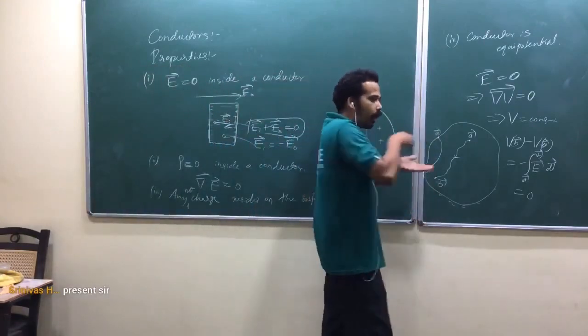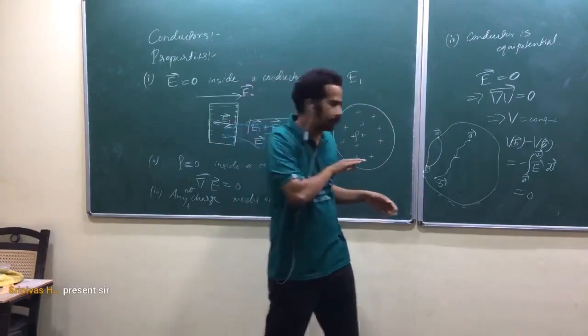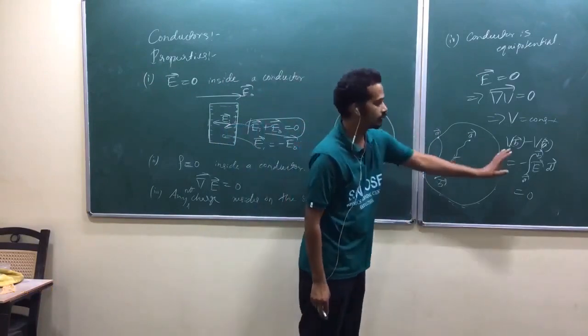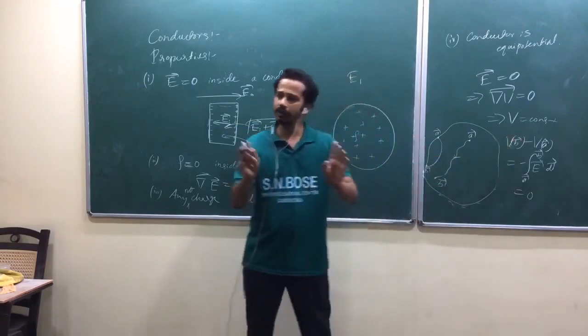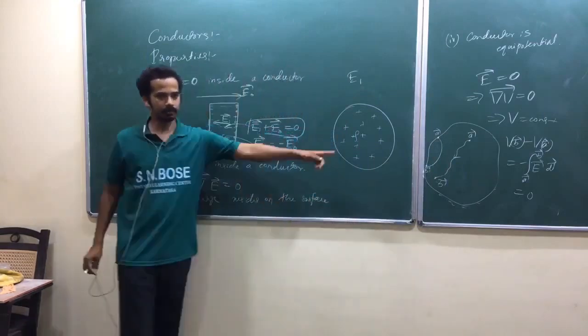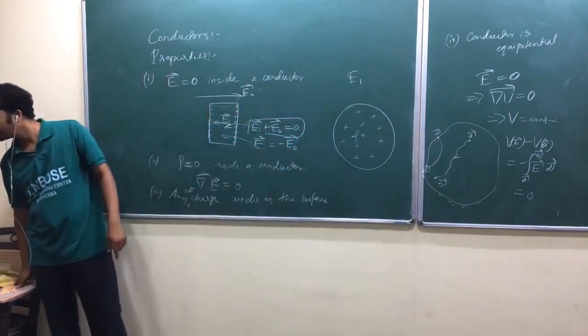Okay. So on the surface, I will just take my path integral so that it runs inside the conductor, so that I can show that the line integral is equal to 0. Any point on the conductor is also equipotential. You can show mathematically. Is that okay? So try to do it yourself. Yeah, any question?